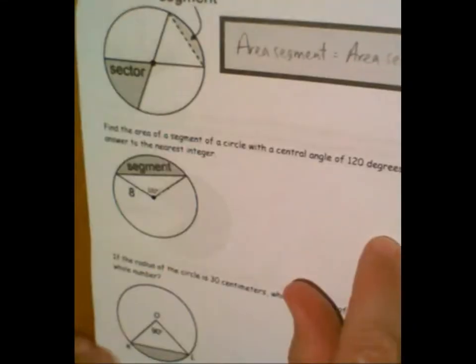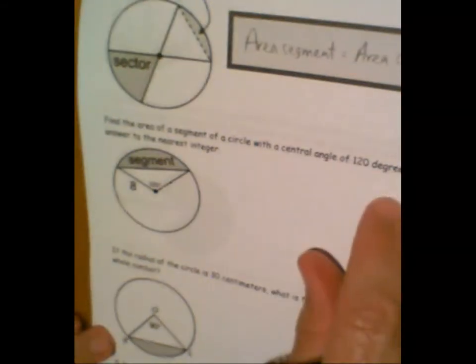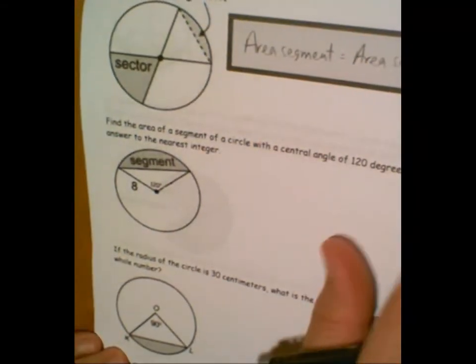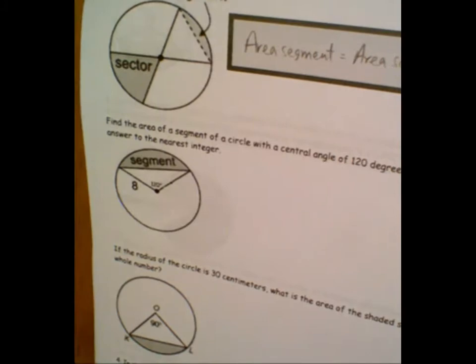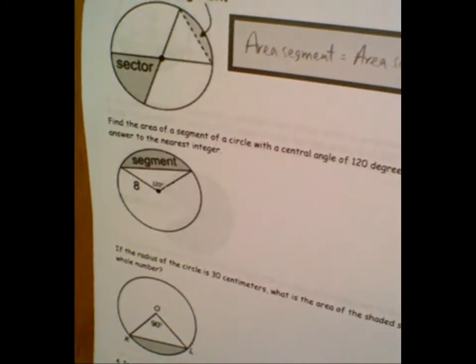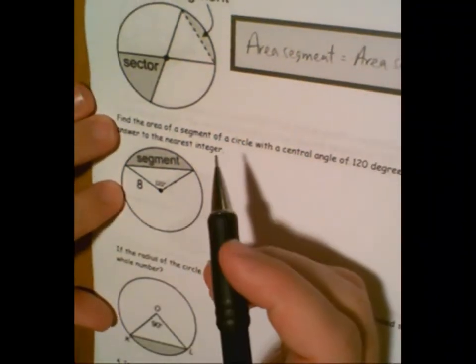So, find the area of a segment of a circle with a central angle of 120 degrees and a radius of 8. Express the answer to the nearest integer. Now, for this one, there's actually a little area formula for the area of a triangle that we did this year, and I think it's actually very simple sometimes to use that.